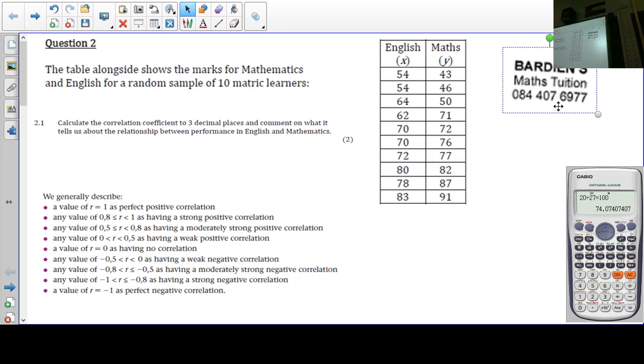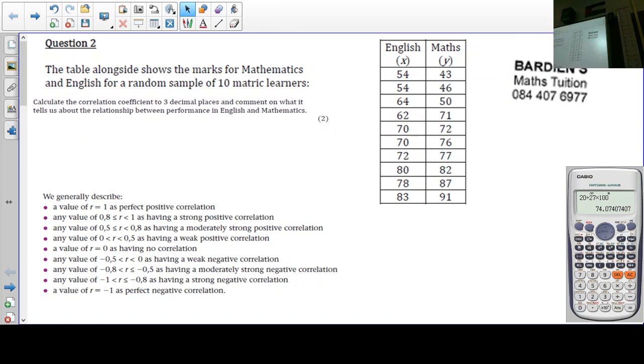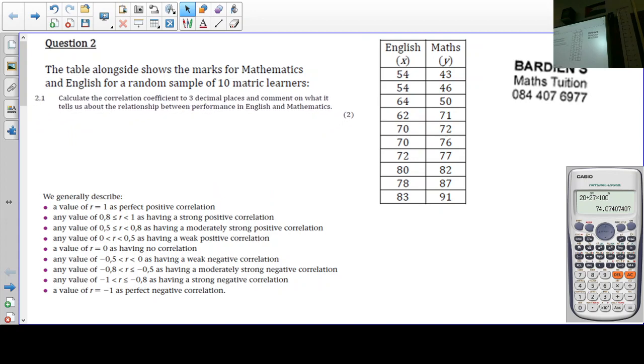In question 2, we are told that the table alongside shows the marks for mathematics and English of a random sample of 10 matric learners. In question 2.1, we are asked to calculate the correlation coefficient, which is the R value, to 3 decimal places and comment on what it tells us about the relationship between performance in English and mathematics.